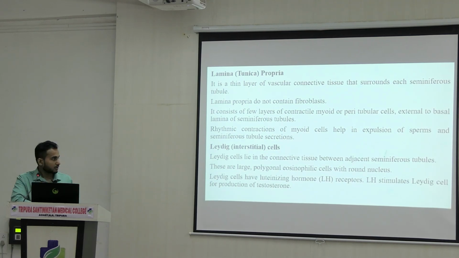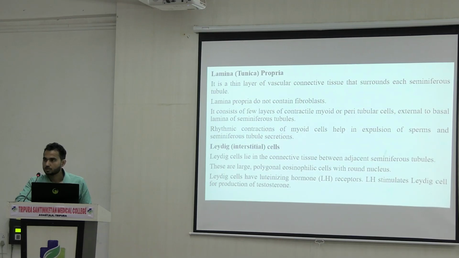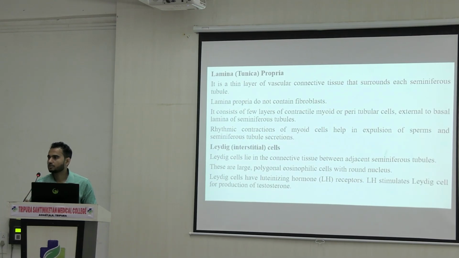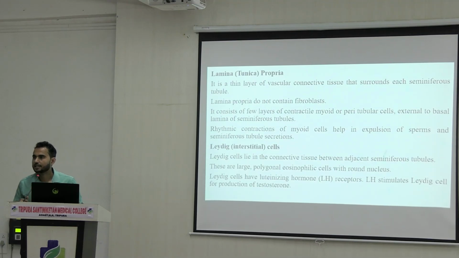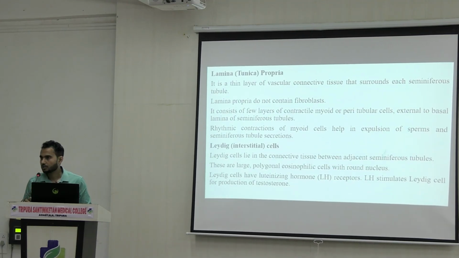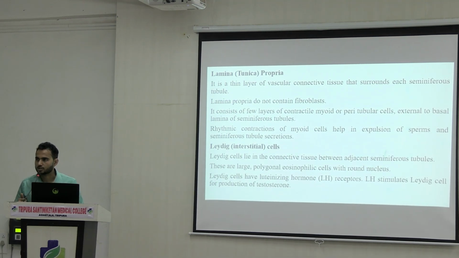Next, Leydig cells, or interstitial cells of Leydig. Where are they present? They are present in that particular connective tissue. So the cut section of the seminiferous tubule, as I said, is surrounded by the lamina propria, that is the vascular connective tissue. In that vascular connective tissue, these interstitial cells of Leydig are present. Already you know that the function of the interstitial cells of Leydig is to produce testosterone.